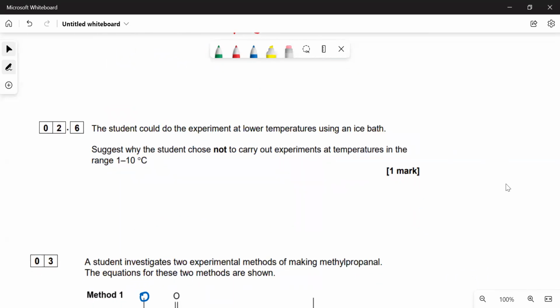Right, the student could have done the experiment at lower temperatures, but the student chose not to carry them out. Why not? Because they would probably take too long.